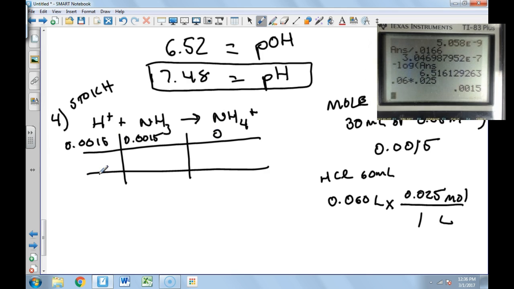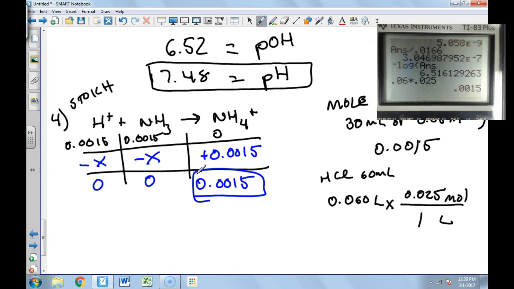So now we find the limiting reagent. Now the neat part about this is because this is at the equivalence point, this and this are both the limiting reactant, and so that means that we are going to add 0.0015 to this, and we get 0.0015 is our concentration of NH4 plus. In this case this is minus 0.0015, minus 0.0015.